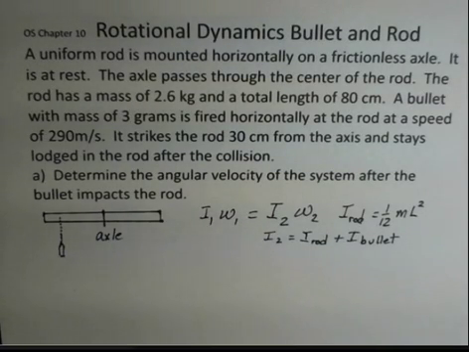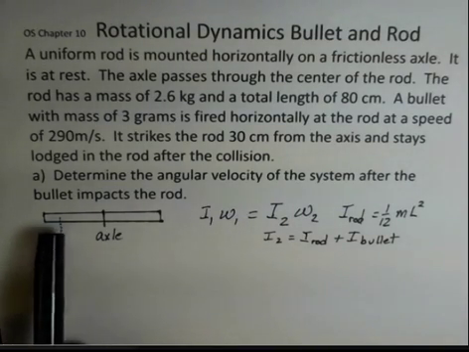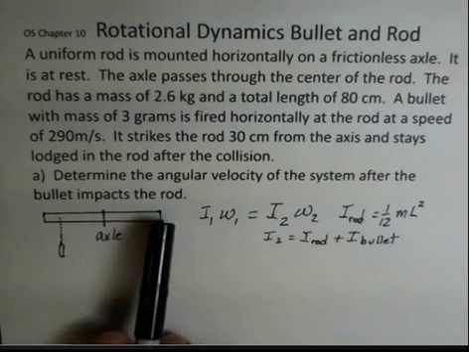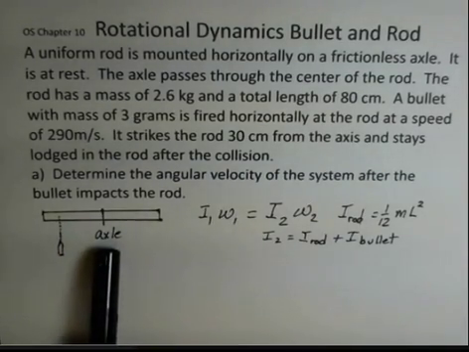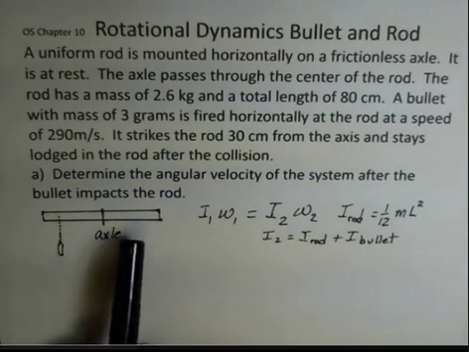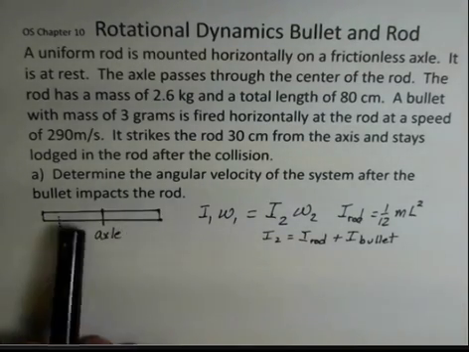This is an example of rotational dynamics, of conservation of momentum. So we have here a uniform rod that's horizontal. The axle is vertical and there's no friction in this axle. The system is at rest right now. The rod is at rest.